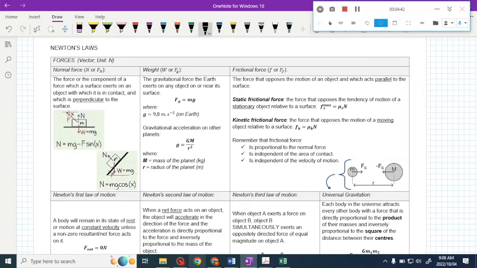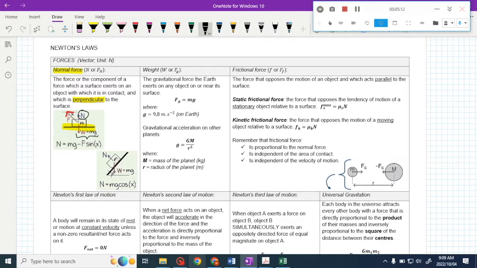Again, some of you are familiar with this because I did go through it a bit yesterday, but I'm going to go through it in a bit more detail now. So when it comes to your normal force, please remember your normal force is perpendicular to the surface. But in this case, if you have a block on an incline and there is a force pulling up on the block, remember your normal force is not going to be equal to the weight.